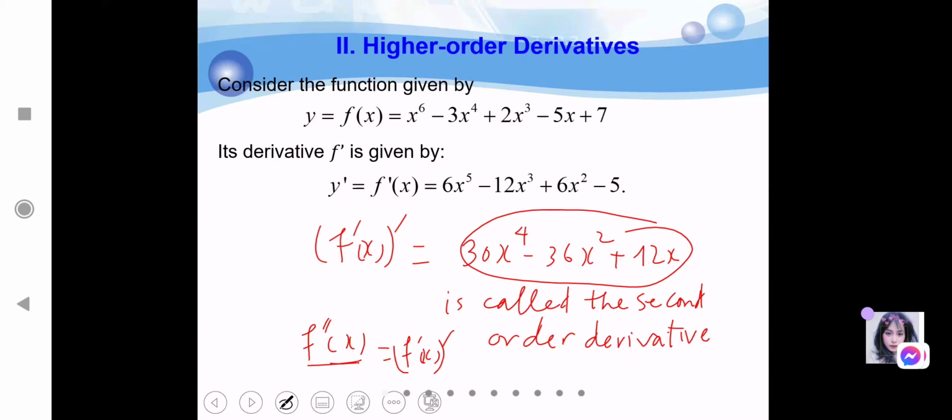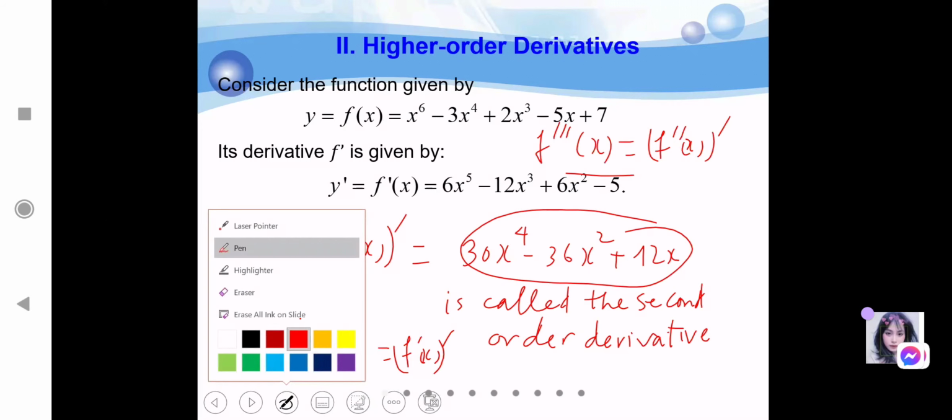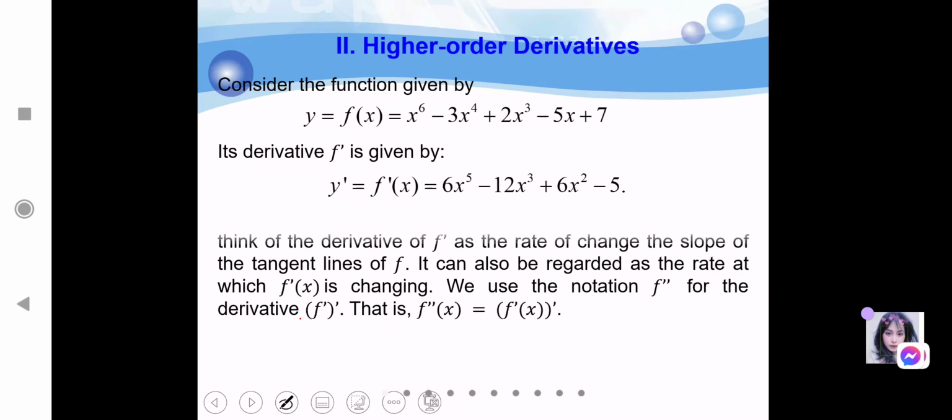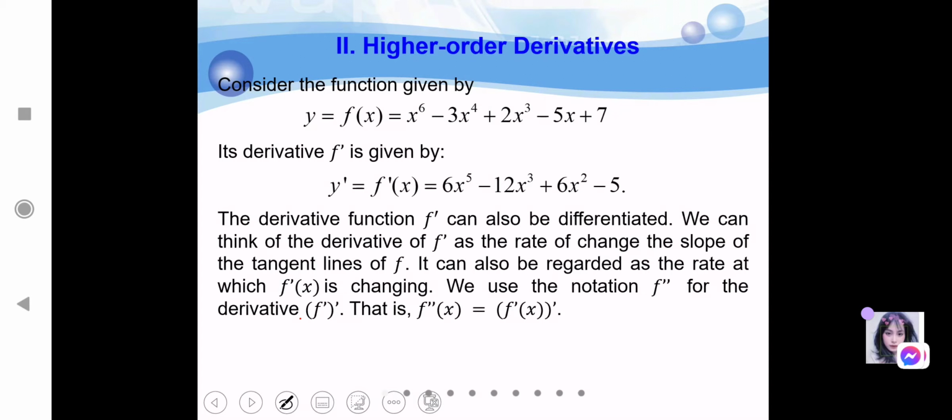Similarly, you take the derivative again and we obtain the third derivative: from the second order derivative f double prime of x, we take the derivative again. Okay. We continue and we obtain the higher order derivatives. Now we have this definition of the second order derivative.